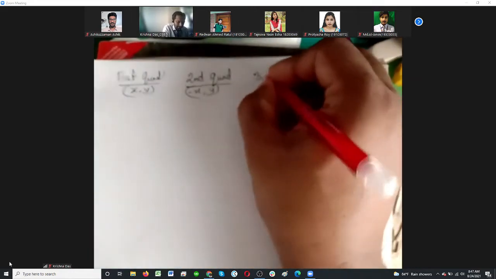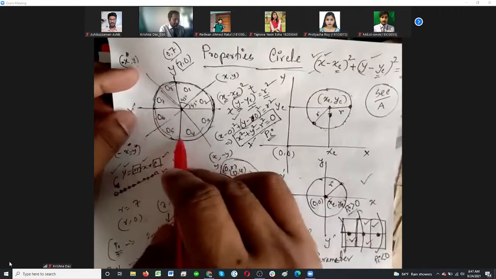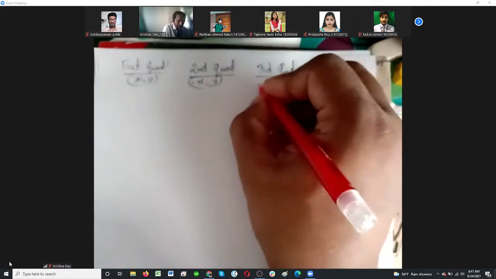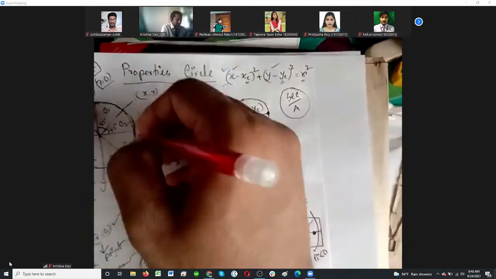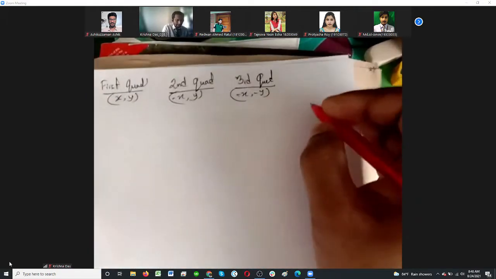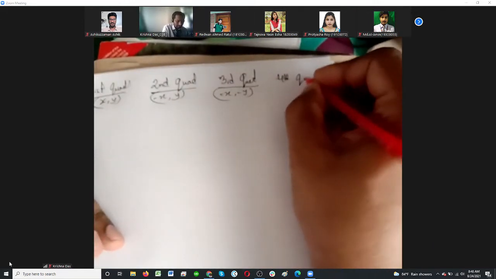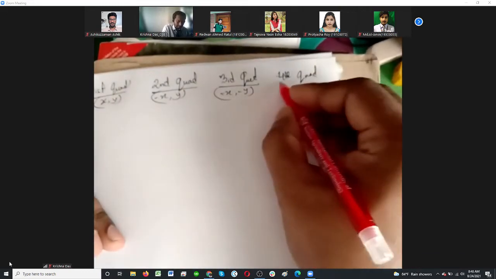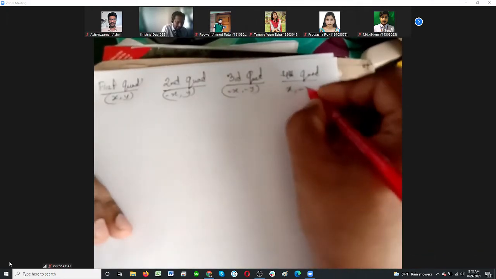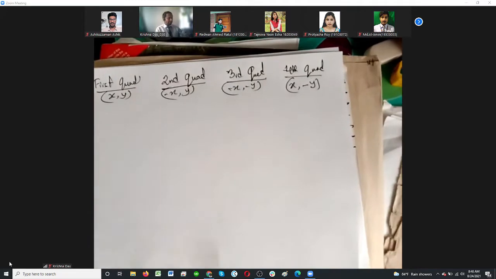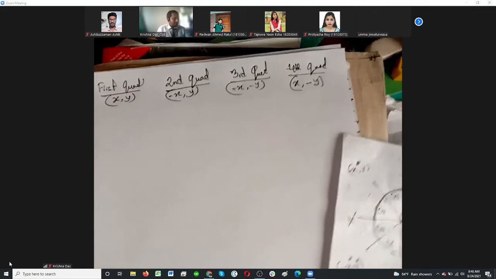The third quadrant is this one, which is minus x and minus y. And the fourth quadrant is this one, which is x and minus y. So these are all four quadrants that we have got.